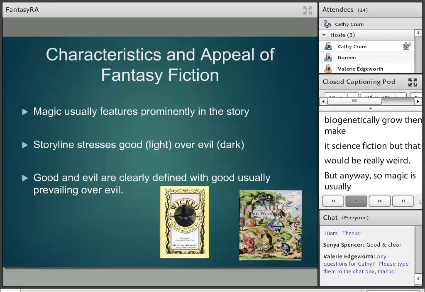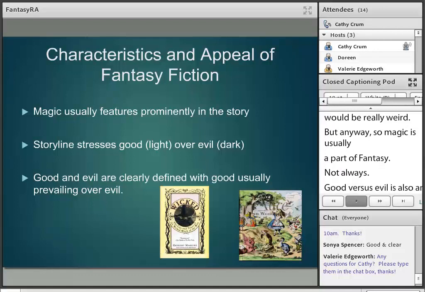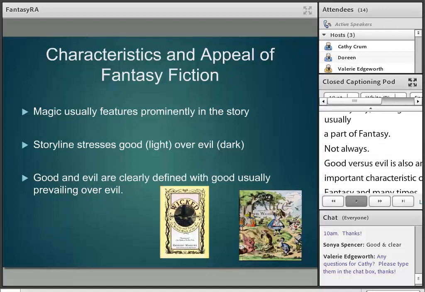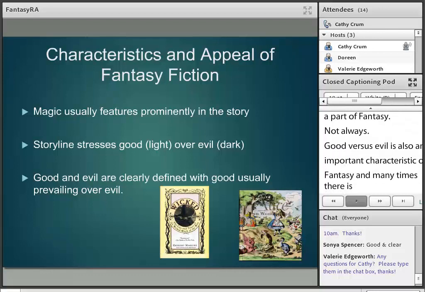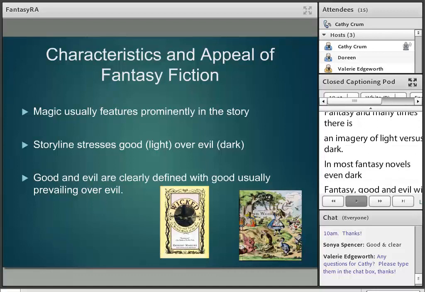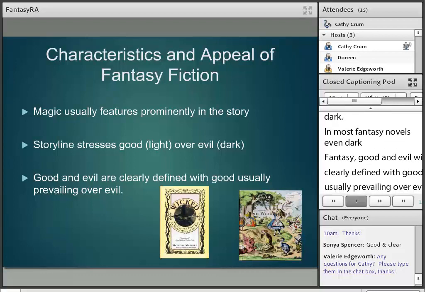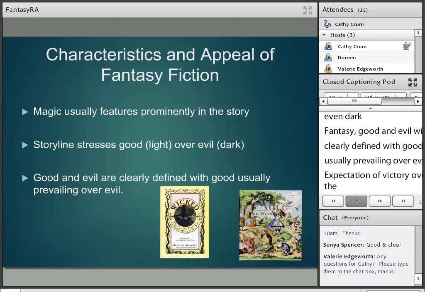Not always. Good versus evil is also an important characteristic of fantasy, and many times there is an imagery of light versus dark. In most fantasy novels, even dark fantasies, good and evil are clearly defined, with good usually prevailing over evil. Expectation of victory over the dark forces keeps readers following a fantasy series.